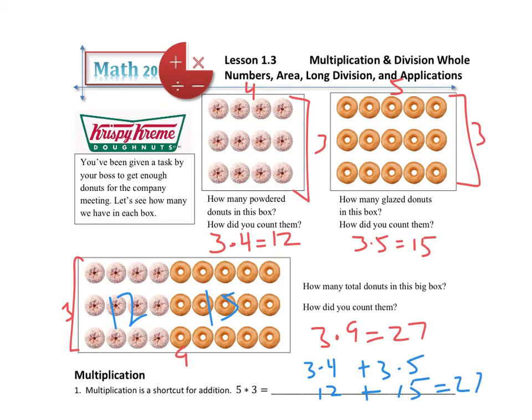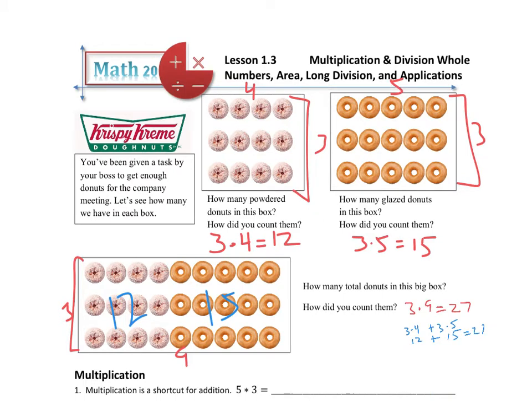Now, you might be saying, well, why would I do that? 3 times 9 is easy. Well, we'll just tuck that back in your mind for a moment. So 2 ways we could do that. Okay. Well, the key is that multiplication is a shortcut for addition. So a quick way to count is just multiplying.